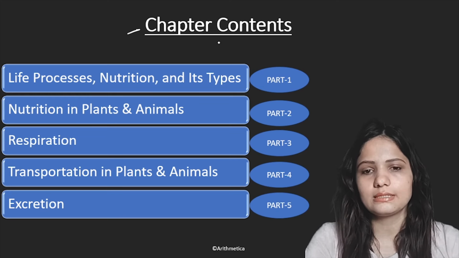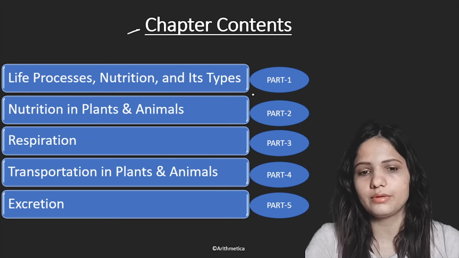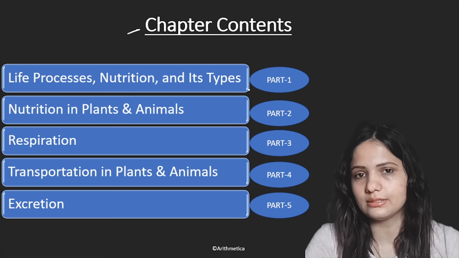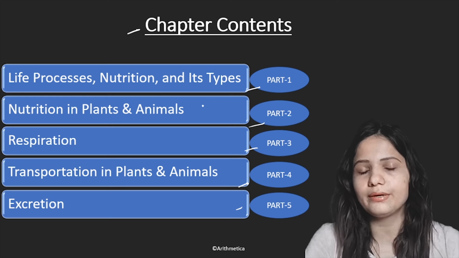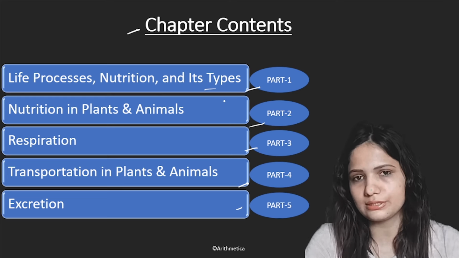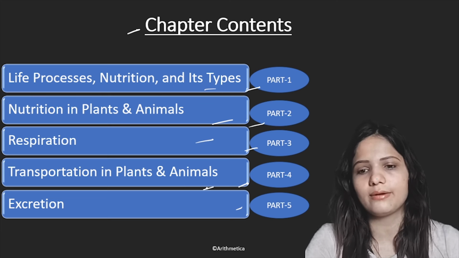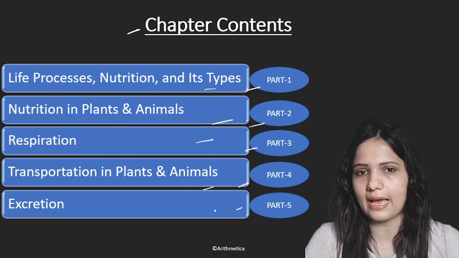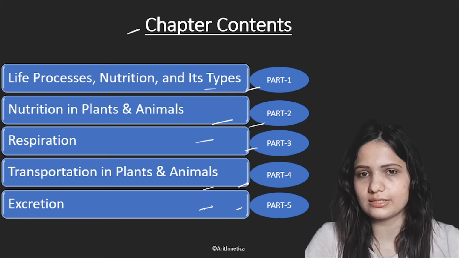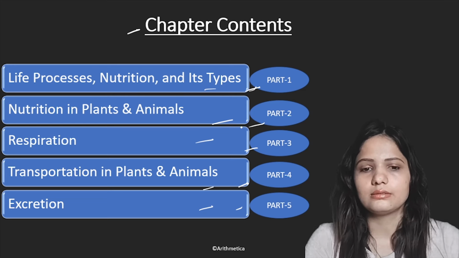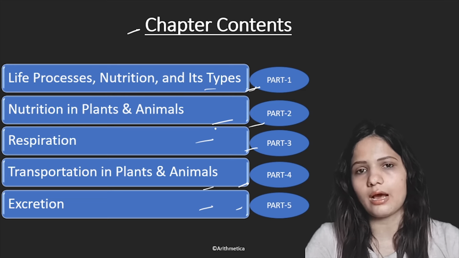Now we'll see what's the topic we are going to cover in this particular chapter, and this chapter is divided into five parts. Part 1 is life processes, nutrition and its types. Part 2 is nutrition in plants and animals. Part 3 is respiration and part 4 is transportation in plants and animals. Part 5 is excretion. In this lecture we will cover life processes, nutrition and its type. That is part 1. The remaining part we will cover in upcoming video lectures.